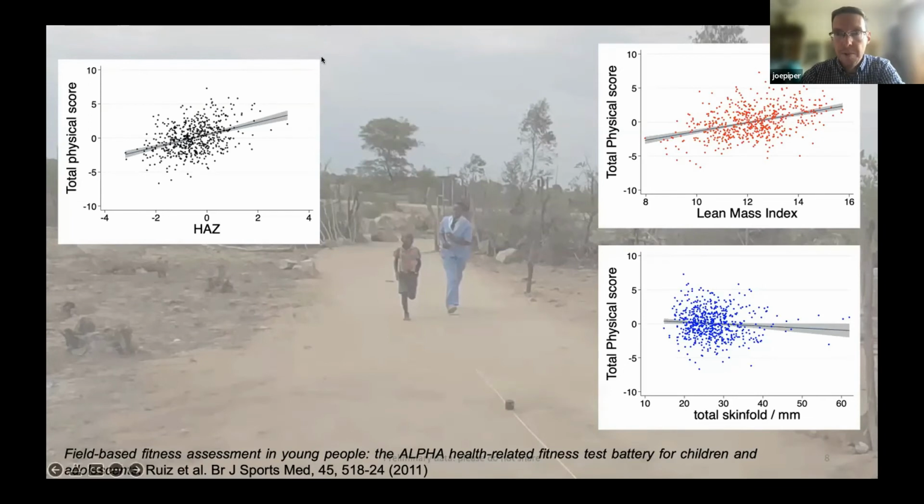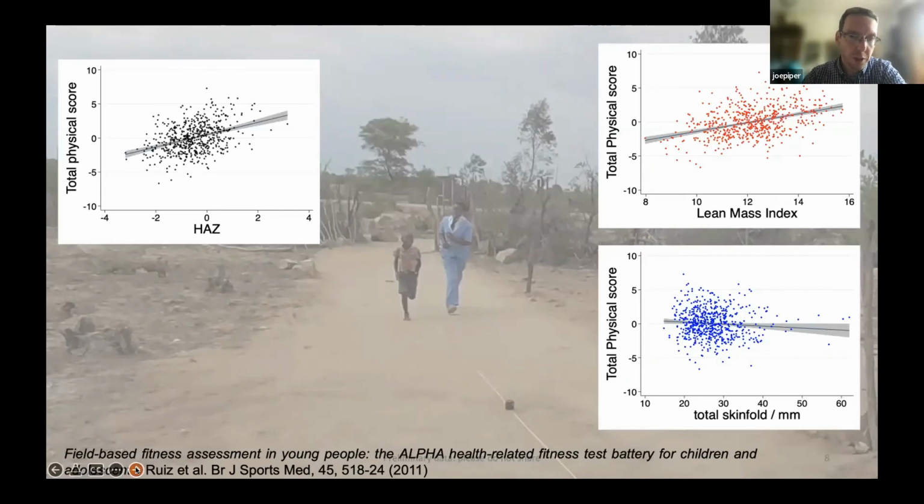What's interesting is if we look in more detail at the quality of growth, we see that lean mass, or lean mass index, is highly associated with total physical score. But looking at total skin fold thicknesses as a proxy of fat mass, we really see that's not the case. In fact, if anything, fat mass slightly hinders your total physical function.